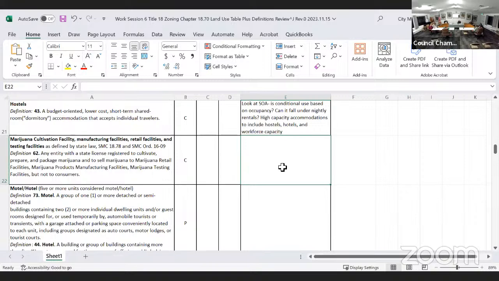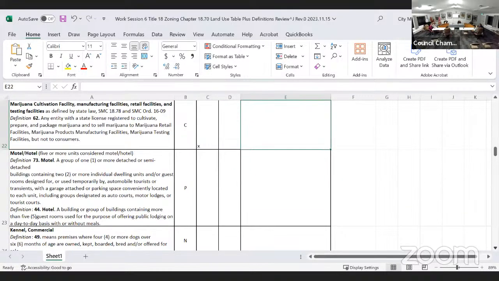Okay, marijuana cultivation facility, manufacturing facilities, retail facilities, and testing facilities is conditional use across the board because they do have other permitting and regulations that are required of them. I'm okay with it as conditional. We're not gonna change that to a P. Sure, as long as you meet all the conditional requirements. We do have to regulate that one a little bit, due to its extraneous permitting.